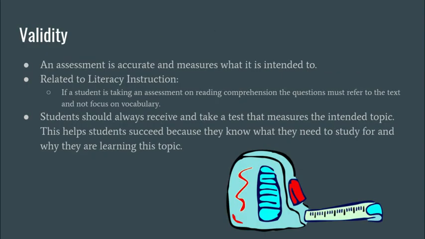A valid test is accurate and measures what it is intended to measure. So, a student is taking an assessment on reading comprehension. Those questions must refer to the text, not focus so much on vocabulary. Students should always receive and take a valid test. This helps the students succeed because they know what they need to study for and why they are learning a specific topic.